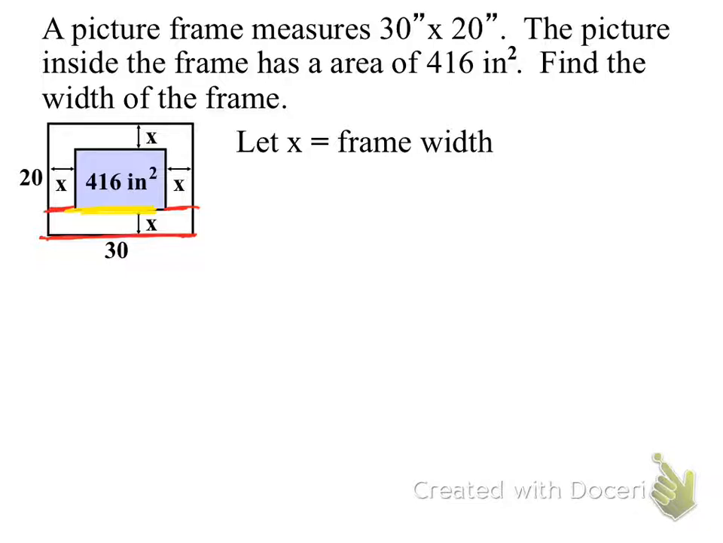Okay, Connor? 30 minus 2x. Yep. Equals 416. No, that's just the length of the picture. Hold on. That is just 30 minus 2x, just the length of the picture. That's all we're doing. It doesn't equal the area. You're giving me the area. So what would be the width for the picture?